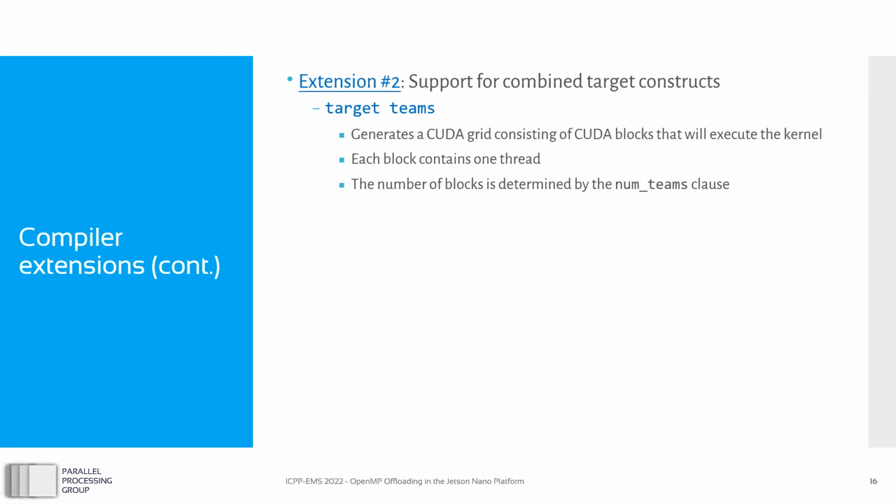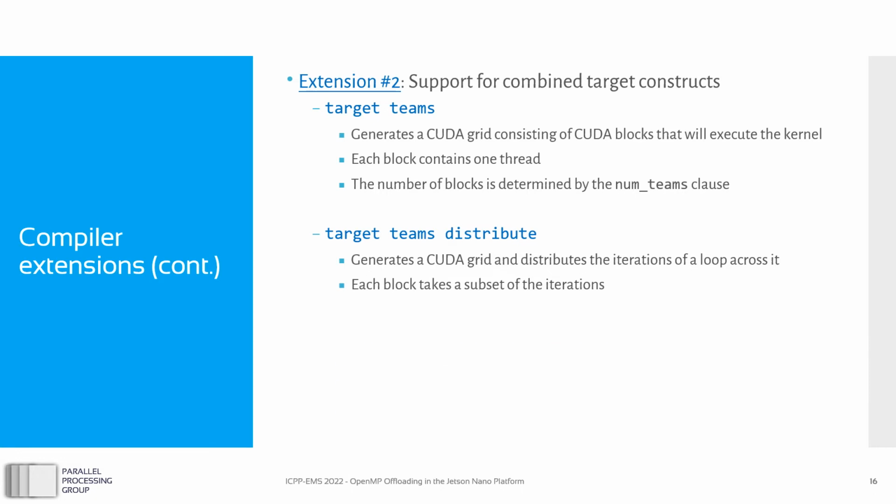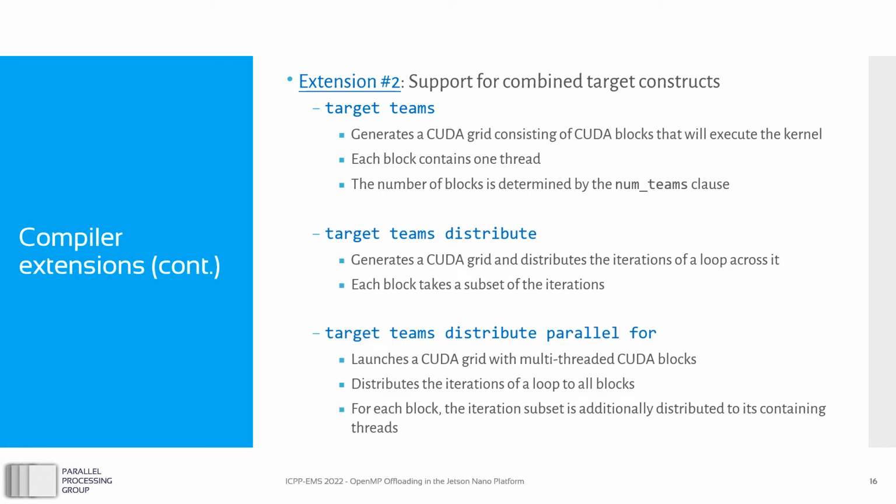Our second contribution is the support for compiled target constructs, with the most important being target teams distribute, and target teams distribute parallel for. In our case, target teams basically generates a code grid that will execute the code region. However, each block contains one thread only, the team master. Target teams distribute distributes the iterations of the loop across the team masters, and target teams distribute parallel for launches multi-threaded blocks and distributes the iterations across them.